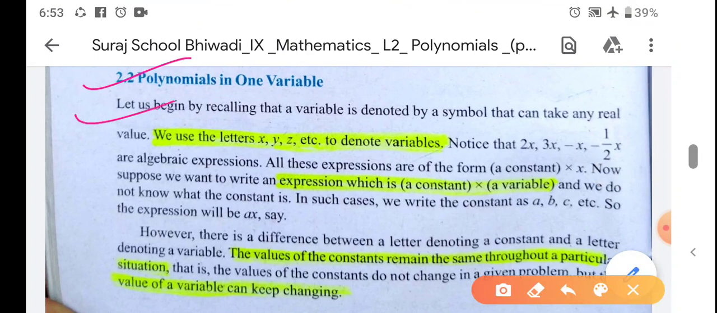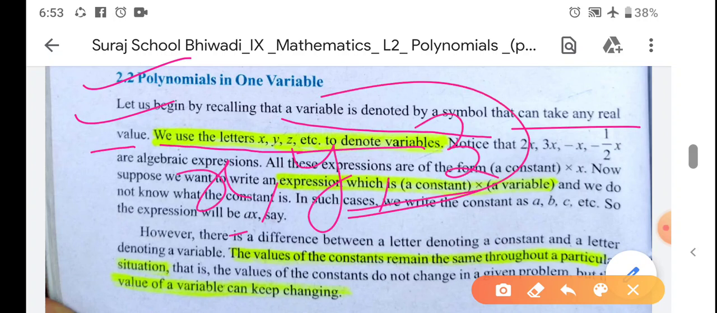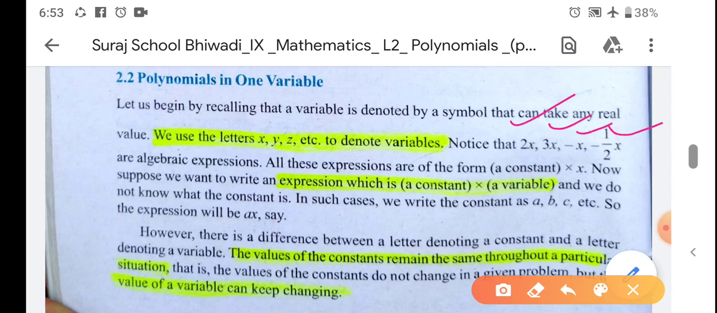Let us begin by recalling that a variable is denoted by a symbol that can take any value. And by what letters do you represent the variables? By x, y, and z. We always use x, y, z to represent the variables. Variables are those whose value changes. For example, 2x, 3x, x, minus 1 by 2x are all algebraic expressions.